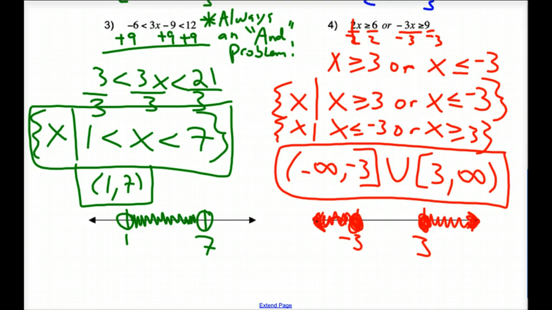Is it negative infinity because there's a line under? What was your question? Why was it negative infinity? Because it starts at negative infinity and goes to -3. Also, all or problems are going to be like that. Yes, or ones are going to have infinity involved somehow.